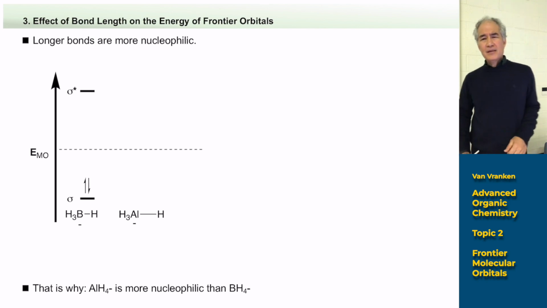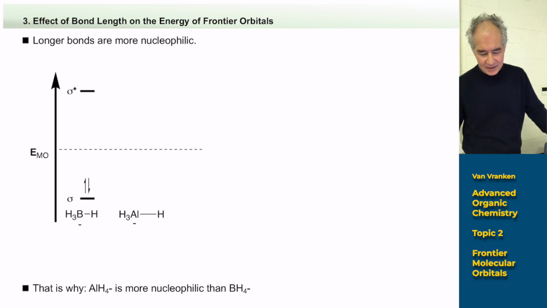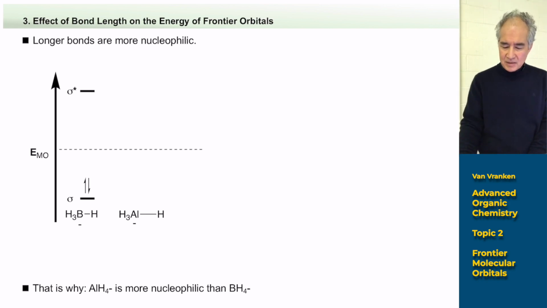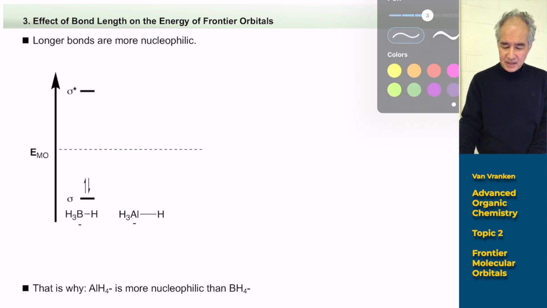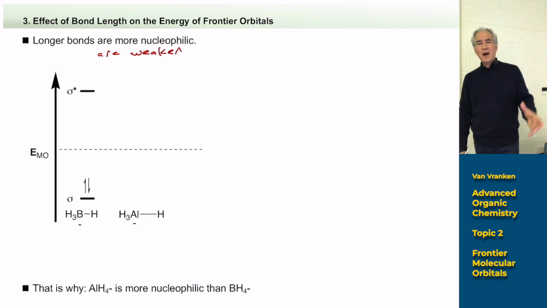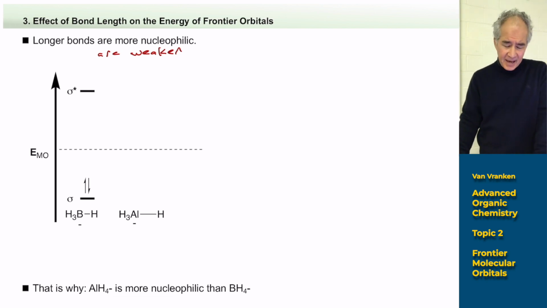All right, let's switch away from this overlap concept and talk about, well, this is kind of related to overlap, a simple, powerful description of nucleophilicity and electrophilicity that is based on something simple, and that is bond length. And let me just start off by saying something pretty easy to understand, and that is that longer bonds are weaker. Longer bonds are weaker. That is such a powerful statement. Longer bonds are weaker. The implication of that is this.